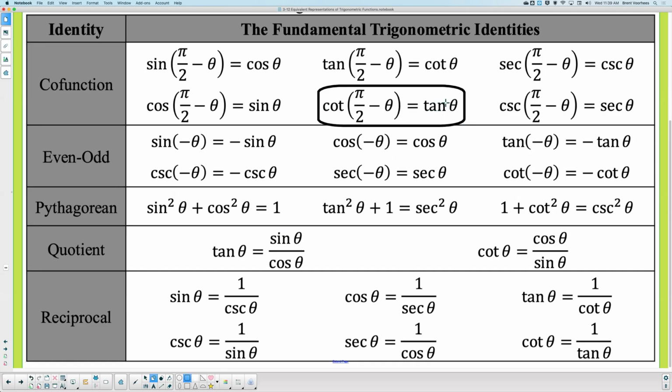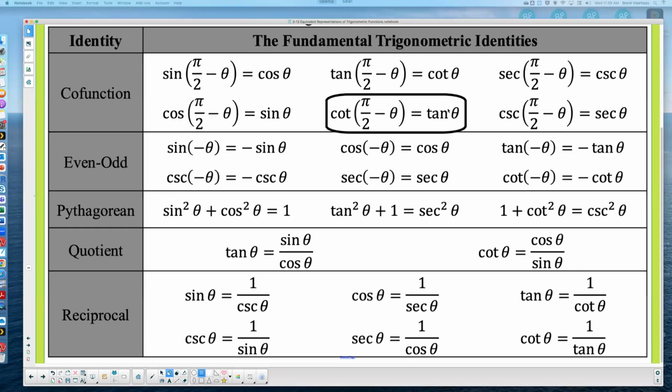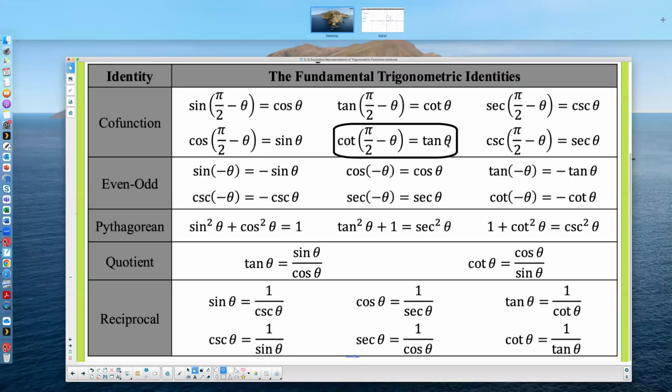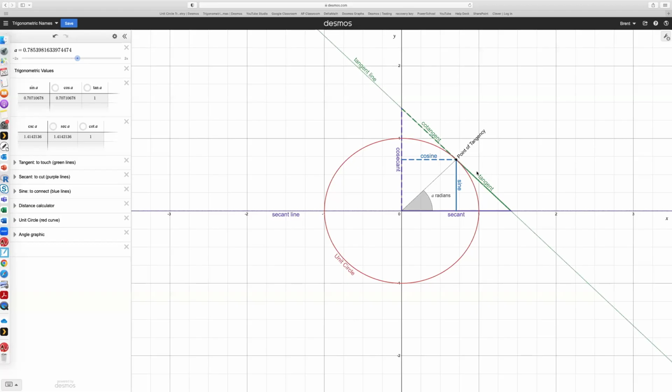Where does tangent start? The x-axis, which is like 0, and then it moves clockwise, which would be you adding theta. 0 plus theta is theta. That's why it just says a theta there. Cotangent starts at, what's pi over 2 represent? The y, and it moves counterclockwise. That's what this picture is showing you here.